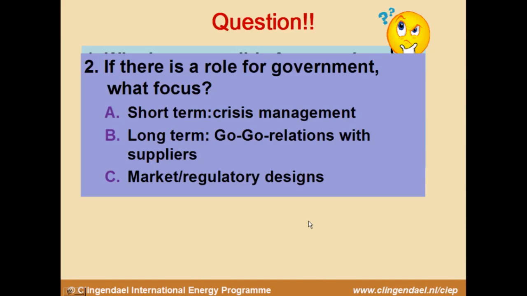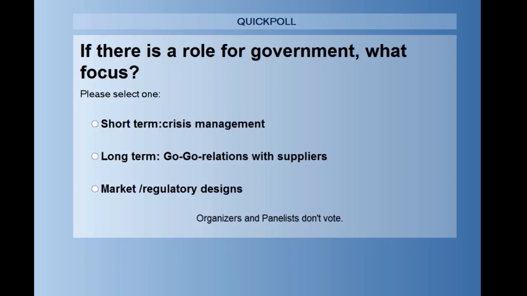Because if there is a role for government, and I'm keeping you busy as well, what focus should government have in pursuing its role? Should it be on the short term? That would mean to manage unforeseen interruptions, and then you could talk about crisis management. Or should the focus be much more on the long run, longer term, which could be interpreted as some kind of government-to-government relations with governments of supplier nations? And the third one is, of course, that you're not saying as a government, well, I don't care too much about crisis, I don't care too much about government-to-government relations, but I basically focus my attention on market designs and on regulatory designs. Okay, now let's move again to the next question, and I'll be seeing what is going on. And here the votes are rolling in.